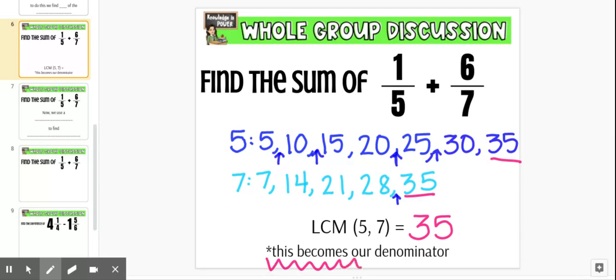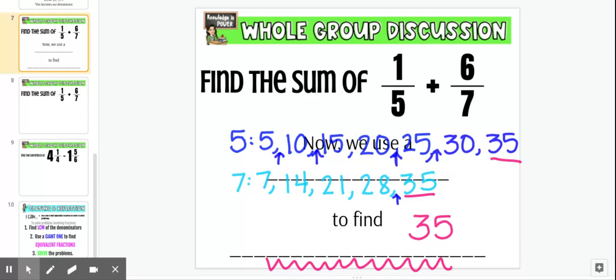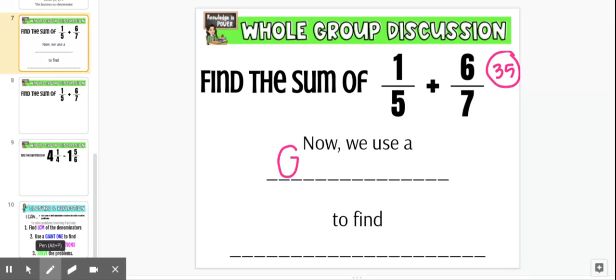This is going to become our denominator. So now that we have a common multiple of the denominators, this can become our least common denominator. I'm just going to go off to the side so I don't forget, and write 35. Now we are going to use a giant 1.